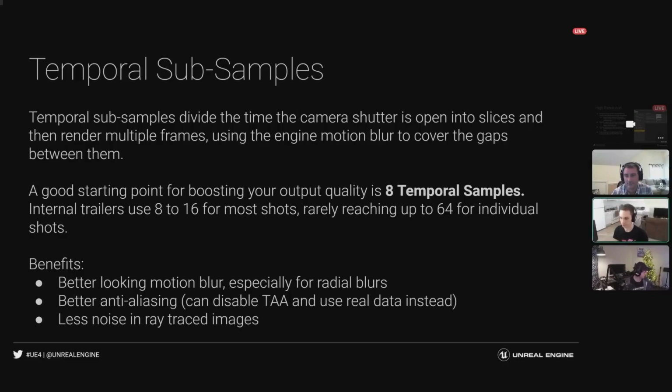The benefit of using temporal samples is you're going to get better looking motion blur. You're going to get better looking anti-aliasing if you disable TAA. And you can get less noise in ray traced images simply because there are effectively more samples overall for the final frame.